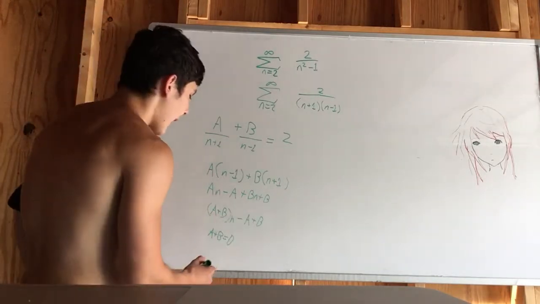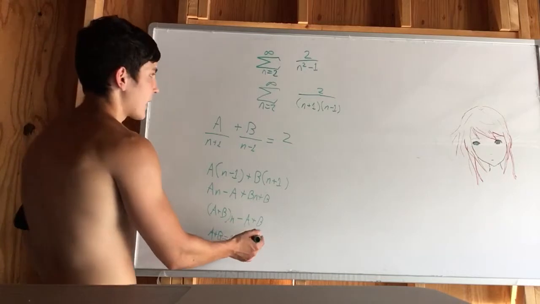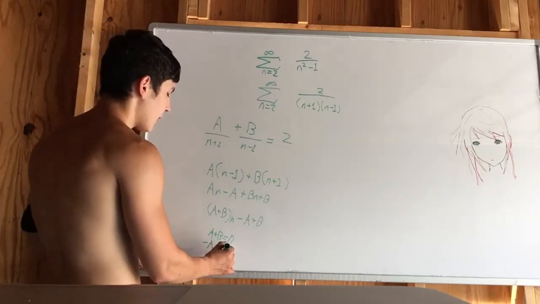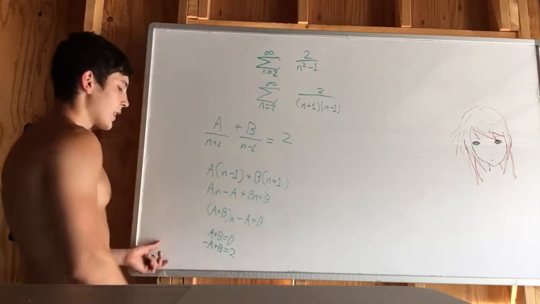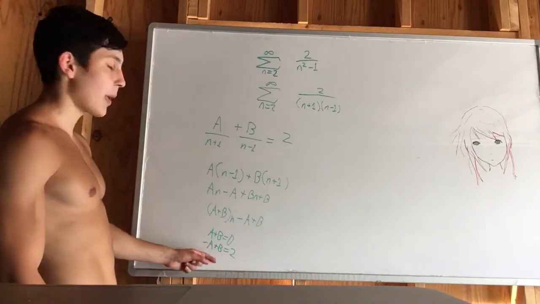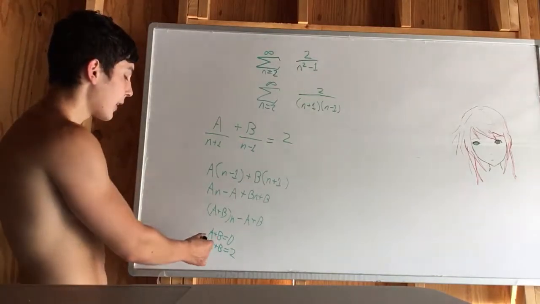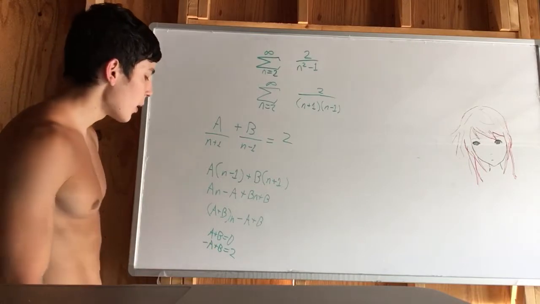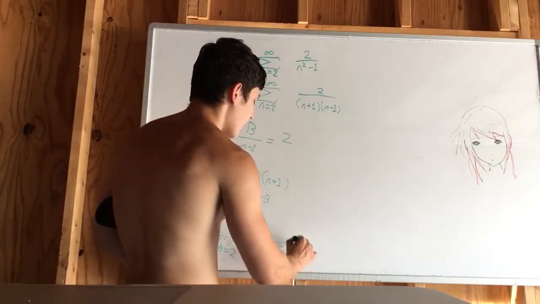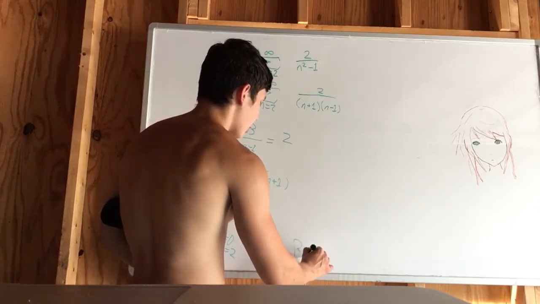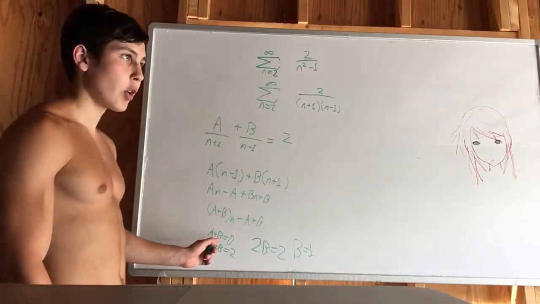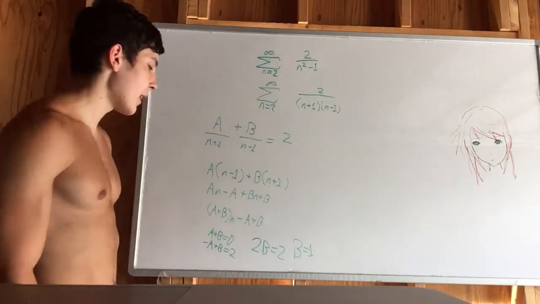So then we have only this left, and this has to equal 2. So we have negative A plus B equals 2. Now we have a system of equations. We subtract or add the entire bottom equation. The A is subtracted, so A goes away. We have 2B equals 2. That means that B equals 1. And since we know that B equals 1, we plug in 1 over here. That would give us A equals negative 1.